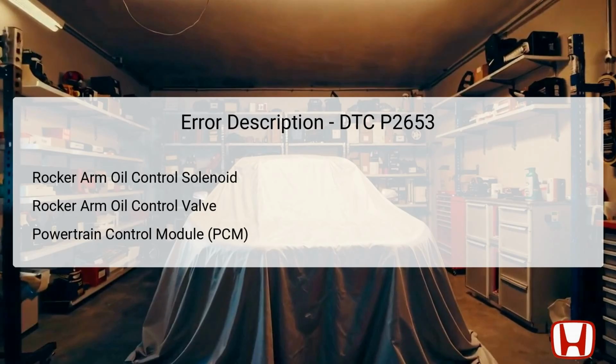The solenoid is typically found mounted on the engine and interfaces directly with the PCM to ensure smooth operation of the engine's variable valve timing system, thus highlighting its importance in maintaining engine efficiency and performance.